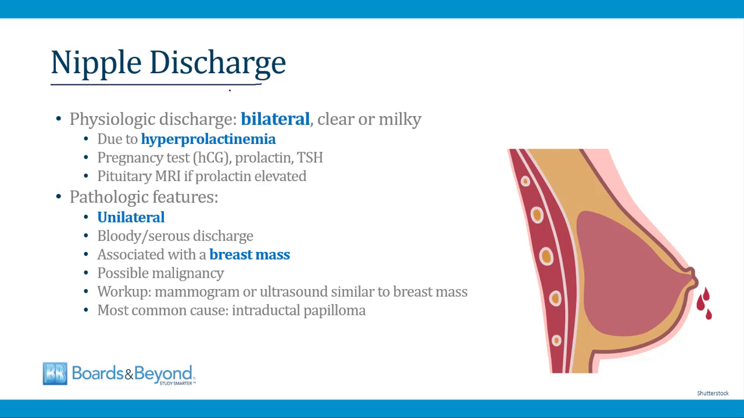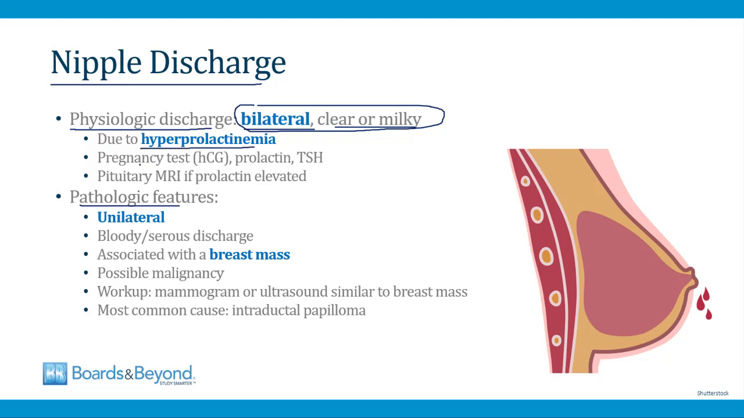So when a woman presents for evaluation of nipple discharge, you need to determine whether it's physiologic discharge or pathologic discharge. Physiologic discharge is usually bilateral, and the discharge is usually clear or milky. So when these features are present consistent with physiologic discharge, usually the workup does not involve imaging or testing of the breast. Instead, it usually involves blood tests, and that's because physiologic discharge is usually due to hyperprolactinemia.